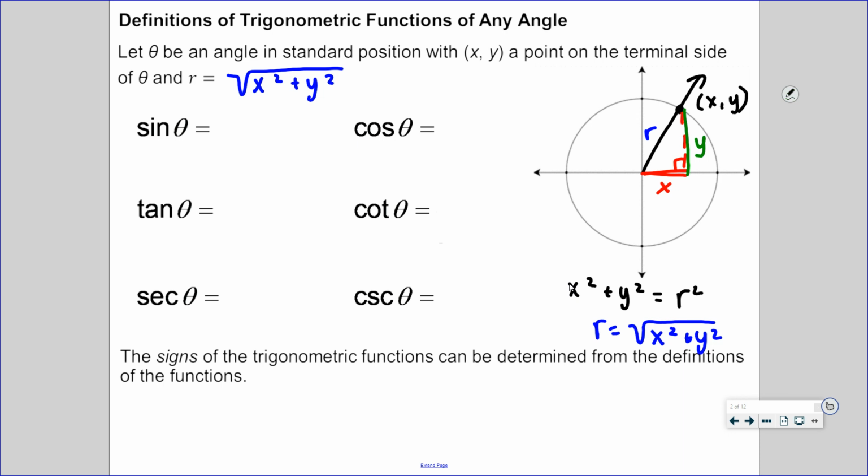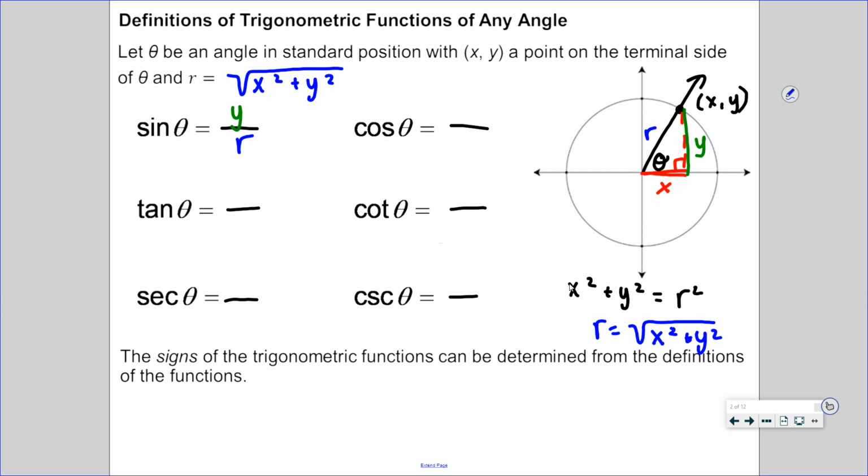So if I want to evaluate my 6 trig functions for this angle theta, we can use our right triangle trig. All right, let's do sine, starting with SOHCAHTOA and then just doing all the reciprocals. Sine is opposite over hypotenuse. Here's my only difference. This hypotenuse is not 1. It's whatever the radius is.